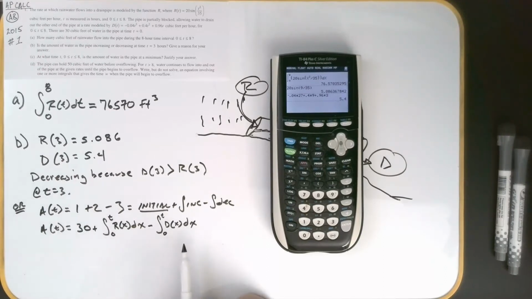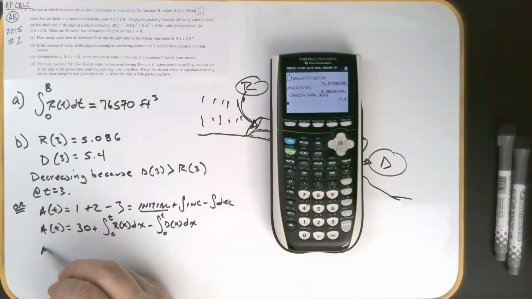So there's the function for the amount of water in the pipe at any given time, and now the question says, is the amount increasing or decreasing? Well, we're going to take the derivative, and then we're going to find out. So we're going to say, all right, what is A prime of t? Because technically I'm going back here, and I'm going to take d/dt of that whole thing.